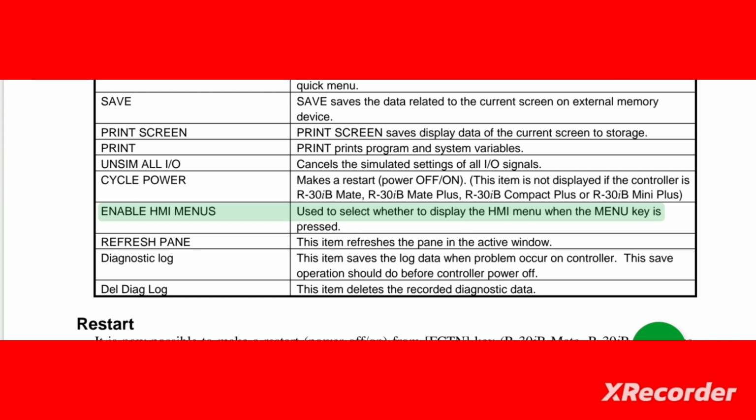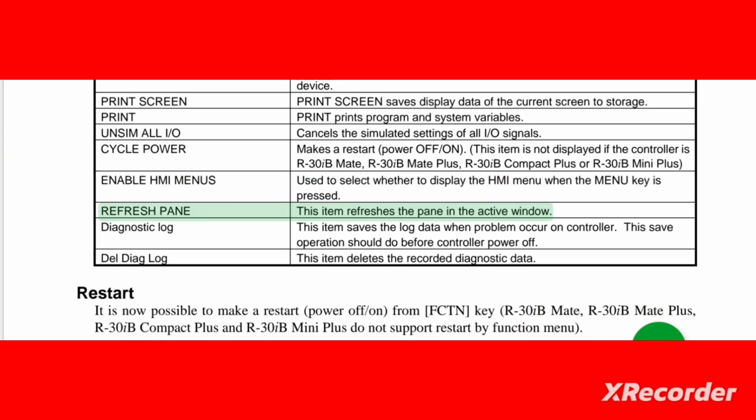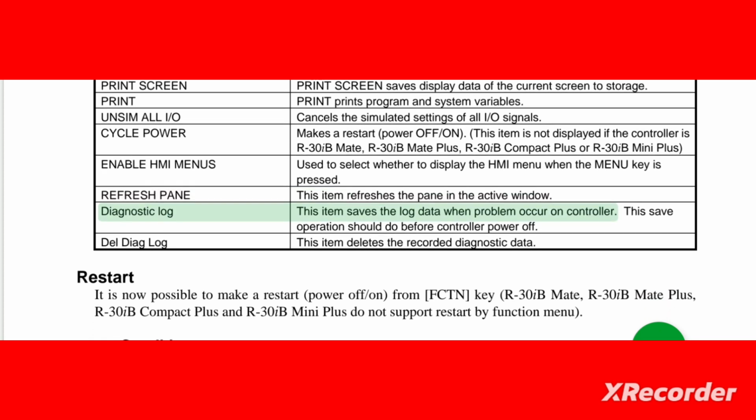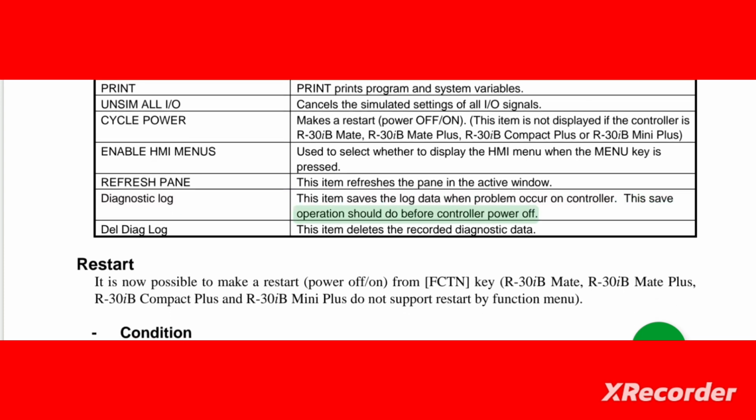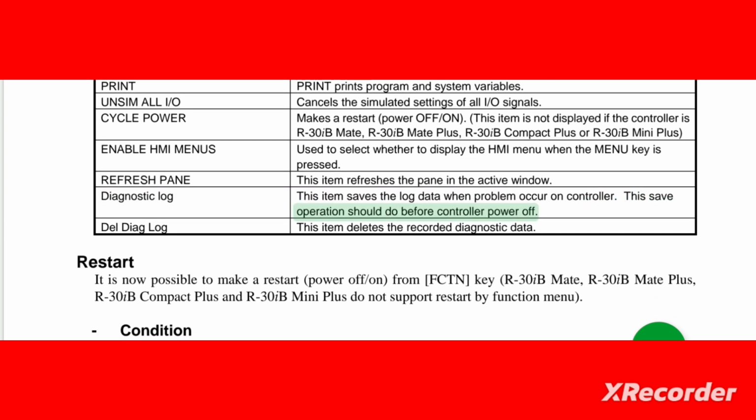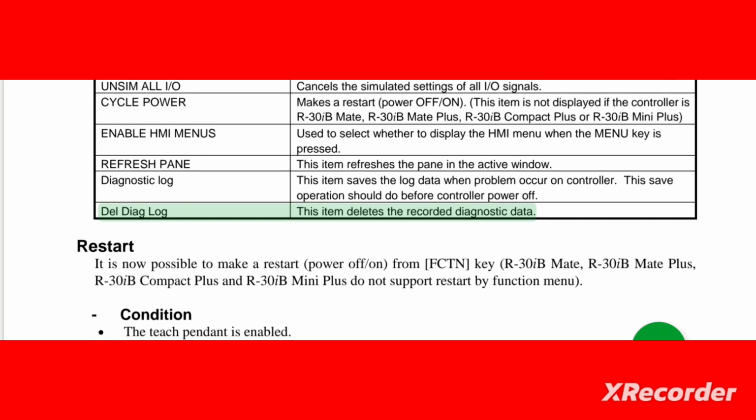Enable HME menus is used to select whether to display the HME menu when the menu key is pressed. Refresh pane. This item refreshes the pane in the active window. Diagnostic log. This item saves the log data when a problem occurs on the controller. This save operation should be done before the controller is powered off. Del diag log. This item deletes the recorded diagnostic data.